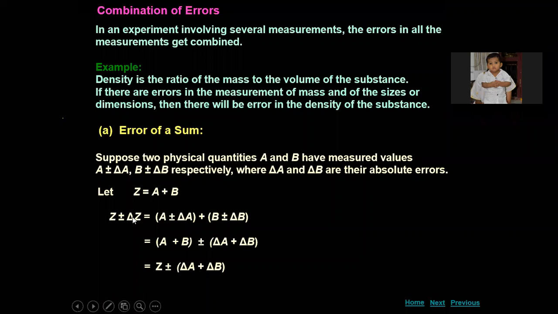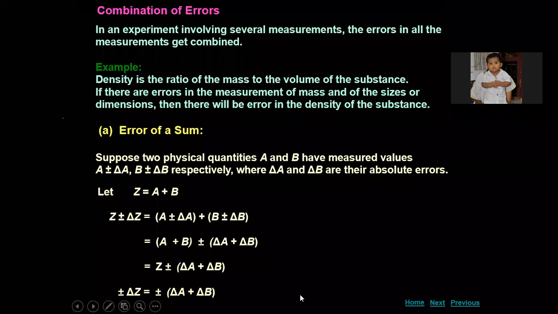Delta Z is equal to the error in this combination of addition. Delta Z is equal to delta A plus delta B we can write, including this plus or minus, which has to be taken when we have plus or minus, right? So what can we write? Plus or minus delta Z is equal to plus or minus delta A plus delta B. This is the error when we are combining two values which have error in them.